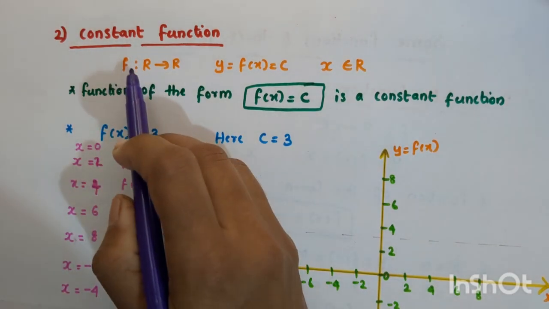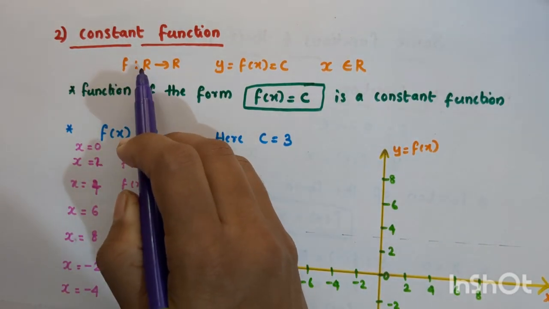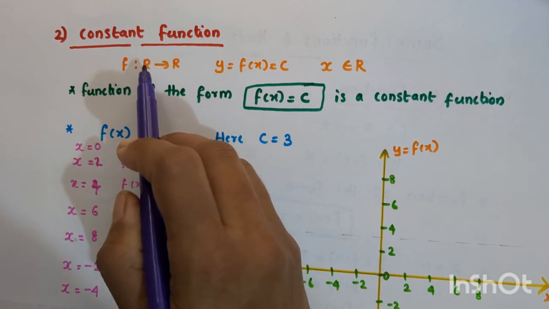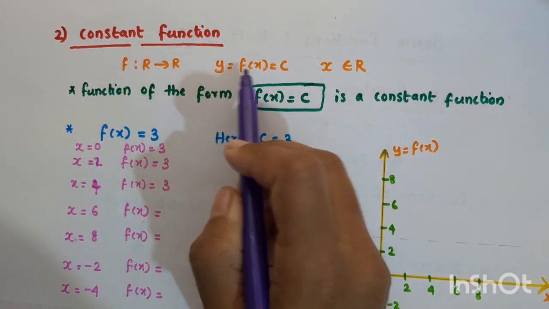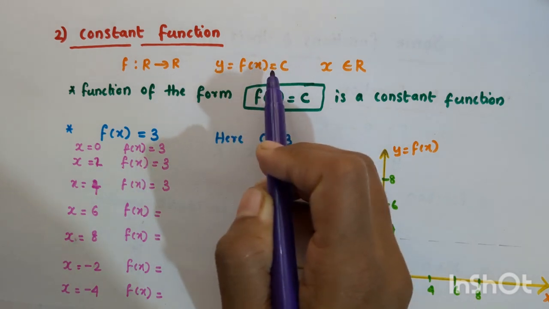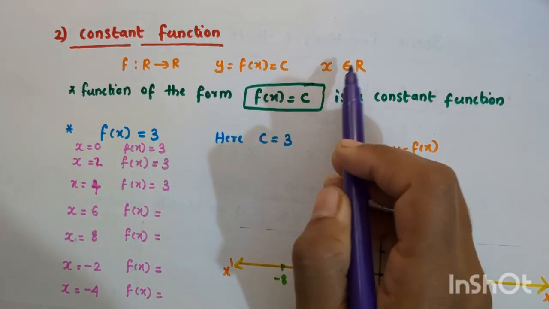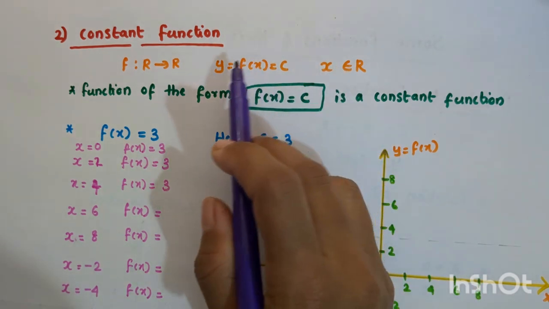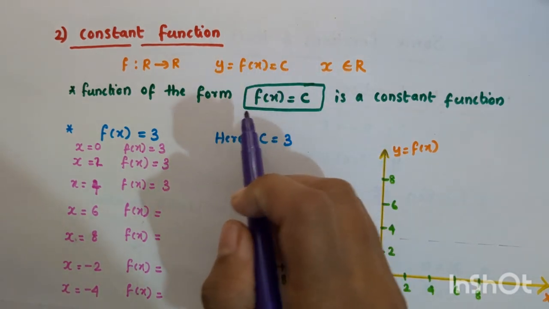Suppose we define a function f from R to R, where R is the real number set. We are defining this function by y equals f of x which is equal to c, where c is a constant and x belongs to the real number set. Such a function is called a constant function.